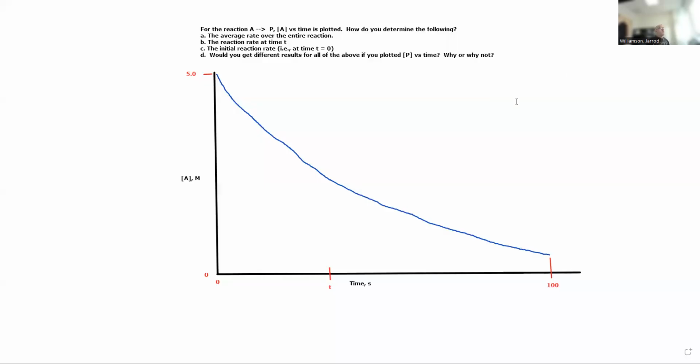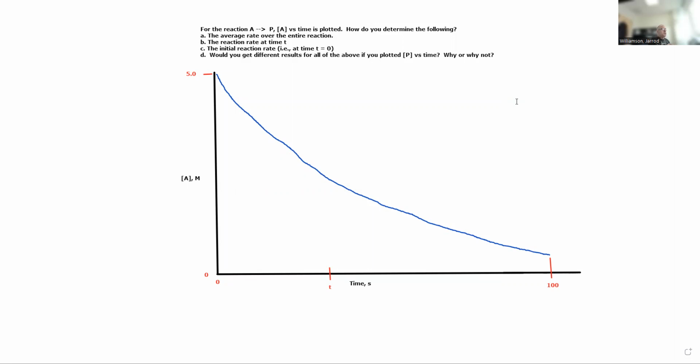Okay, this is Dr. Williamson working on a reaction rate problem. Here I have the reaction A goes to P products, with 1-to-1 stoichiometry. I have the concentration of A versus time plotted. How do you determine the following?